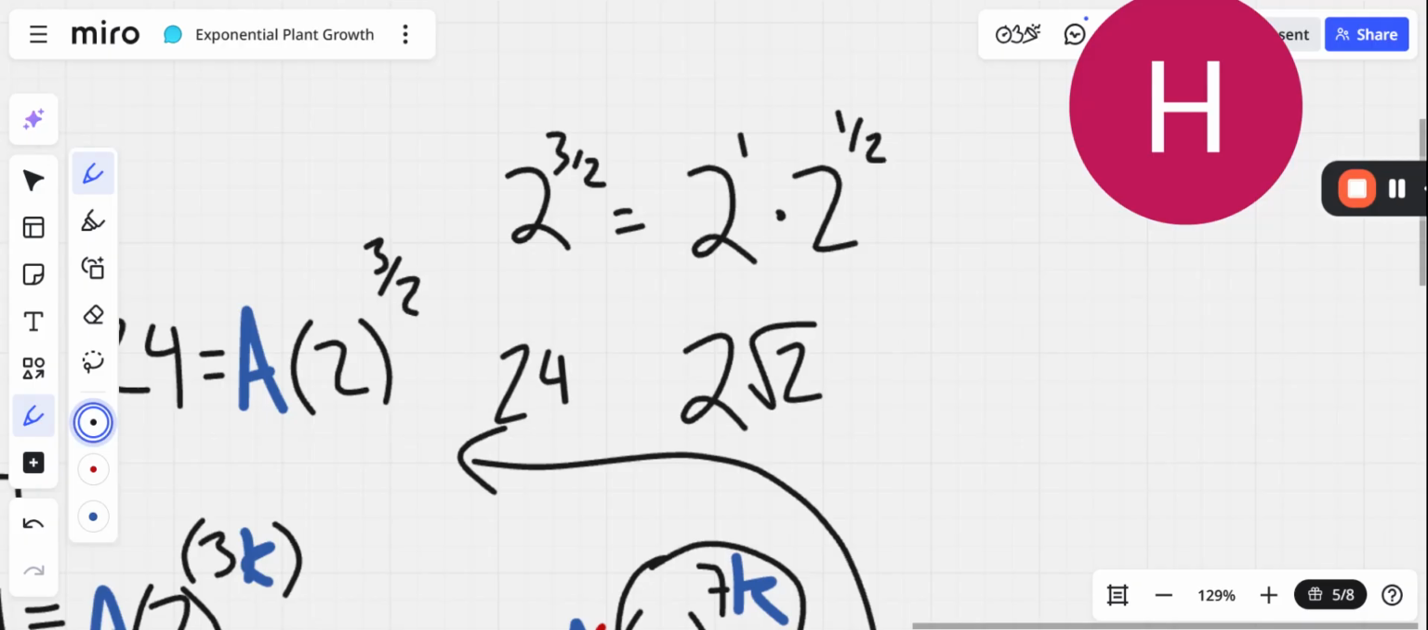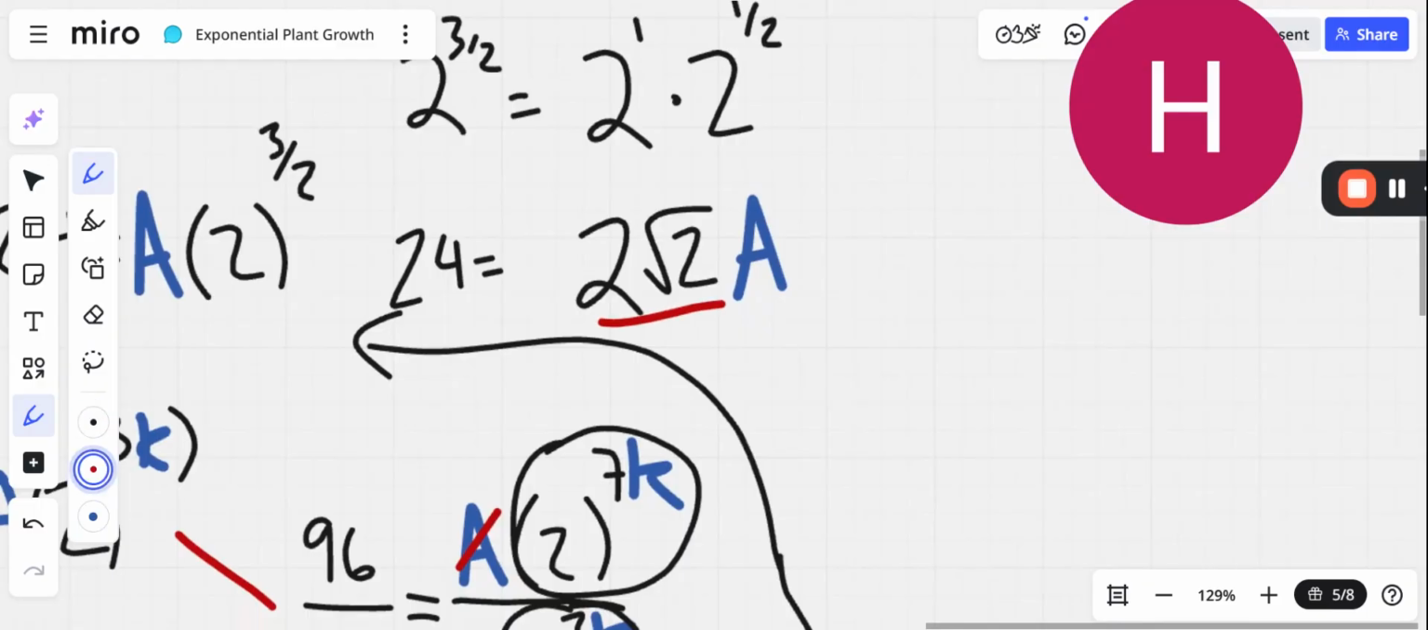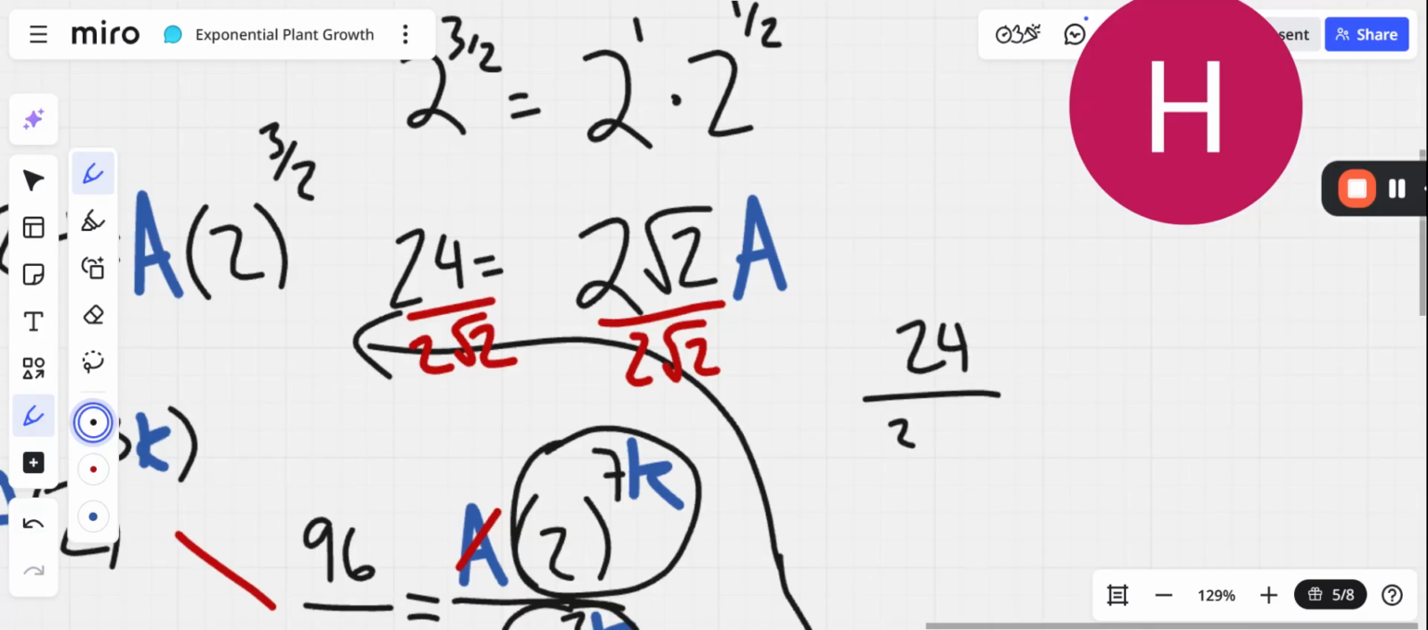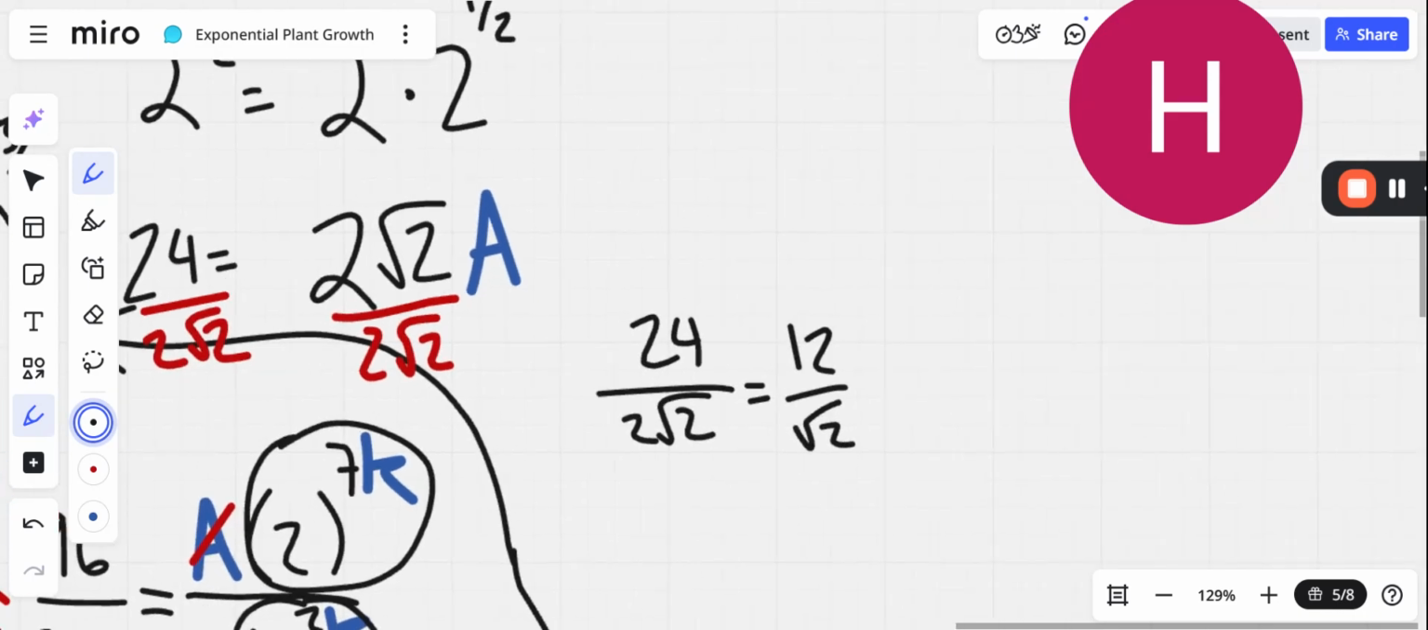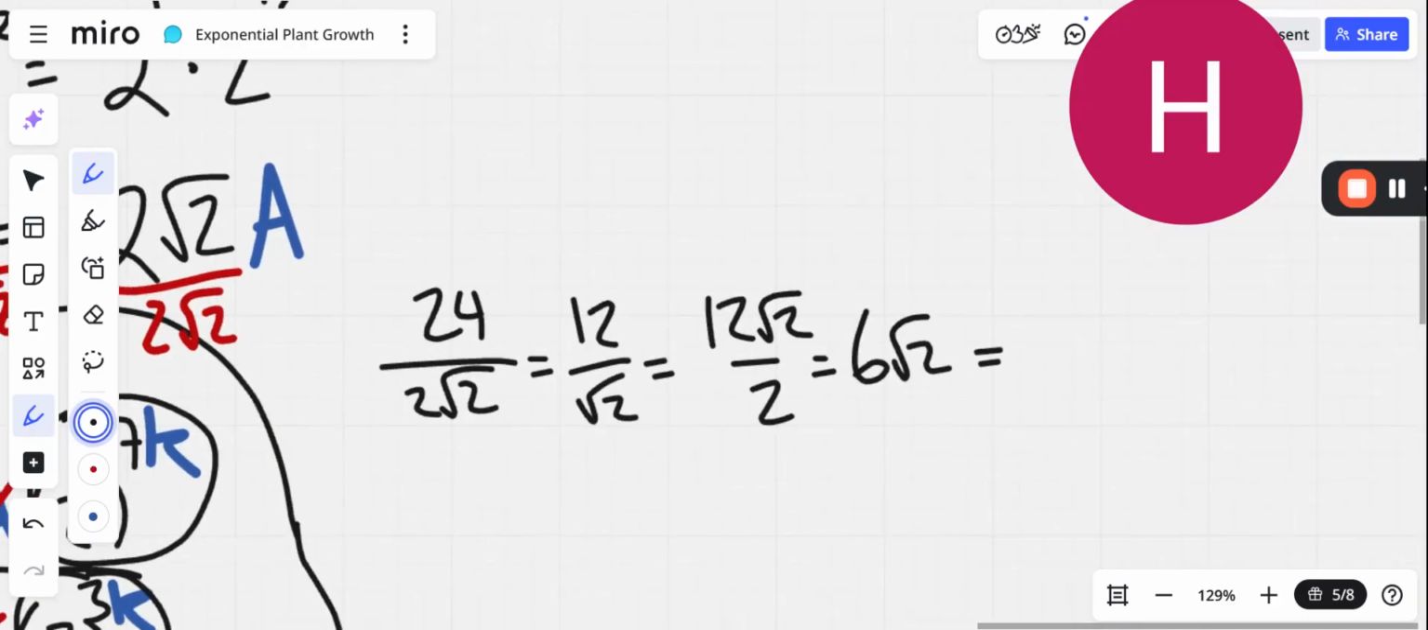So we get that 24 equals 2 root 2 times a. Let's divide both sides by 2 root 2. I commend you if you can follow all this craziness, because I'm not going in a linear direction with these calculations. So 24 over 2 root 2, that's the same as 12 over root 2, which is the same as 12 root 2 over 2, which is the same as 6 root 2. Goodness, that is the value of a.